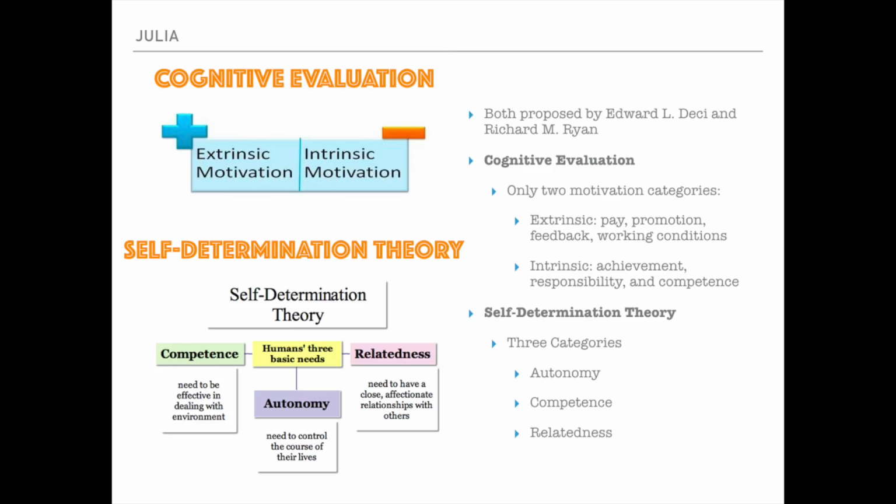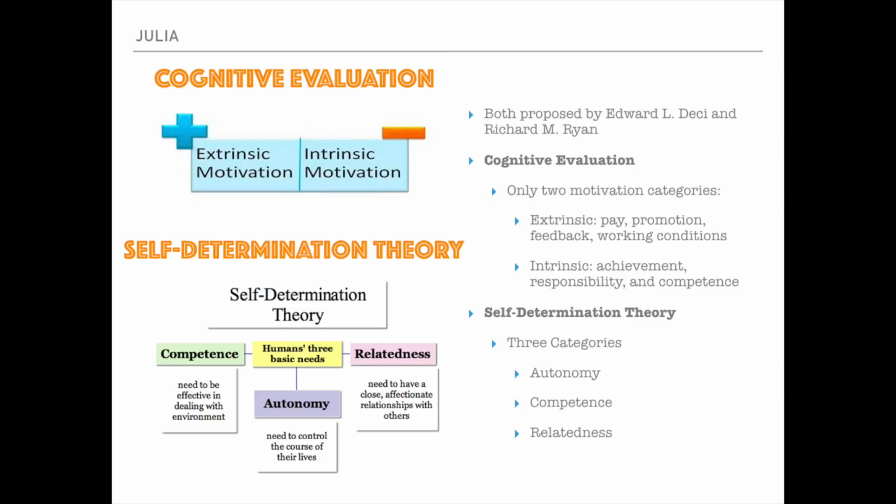The last two theories on the timeline were both proposed by Edward L. Deci and Richard M. Ryan. The cognitive evaluation theory only includes two categories, dividing motivation into extrinsic and intrinsic means. Extrinsic including pay, promotion, feedback, and working conditions, and intrinsic including achievement, responsibility, and competence. Similar factors to Maslow's hierarchy of needs. Deci and Ryan accredited their foundational principles to Maslow.